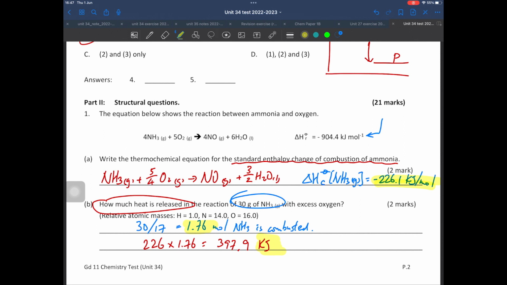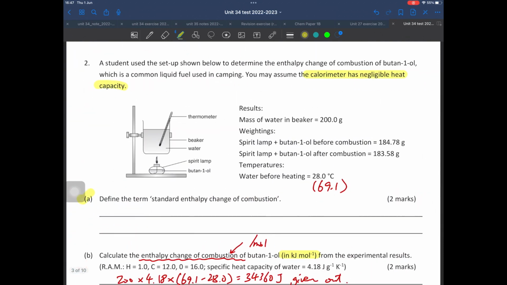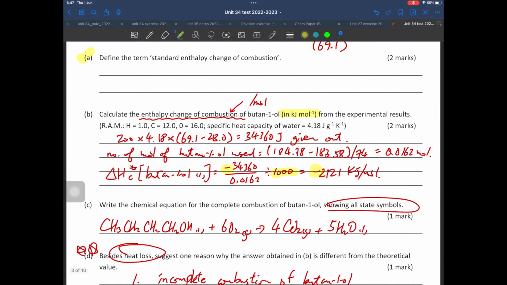Because I was asked how much heat is released, which is included already. This is the first point. The second point will be the unit, because we have considered 1.76 mole, so the unit will be kilojoule only. Next is the combustion. First, the definition of combustion, so please refer to your notes.